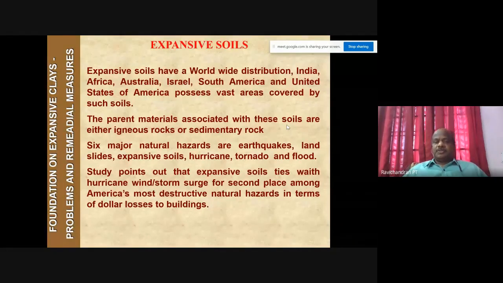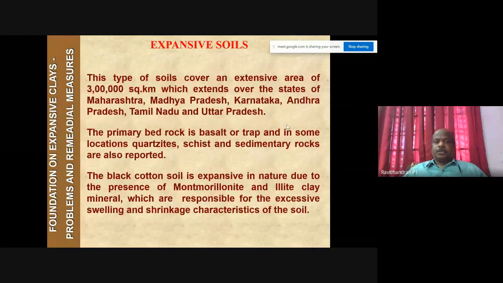The parent materials associated with these soils may be igneous or sedimentary rock. There are six natural hazards in total: earthquake, landslide, hurricane, tornado, flood, and expansive soil. Considering the problem, next to hurricane windstorm, expansive soil takes second place among all the natural hazards. In America, the most destructive natural hazard is expansive soil, and the loss is mainly in buildings. In our country, it covers nearly 3 lakh square kilometers, covering states such as Maharashtra, Madhya Pradesh, Karnataka, Andhra, Tamil Nadu and Uttar Pradesh. The primary bedrock is basalt or trap.